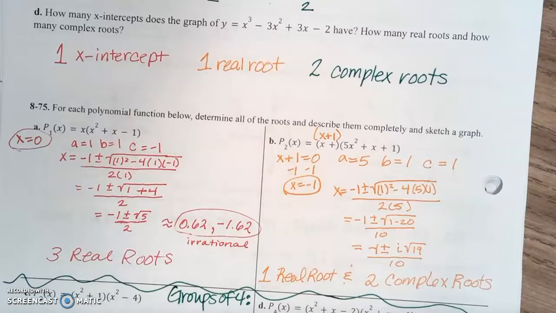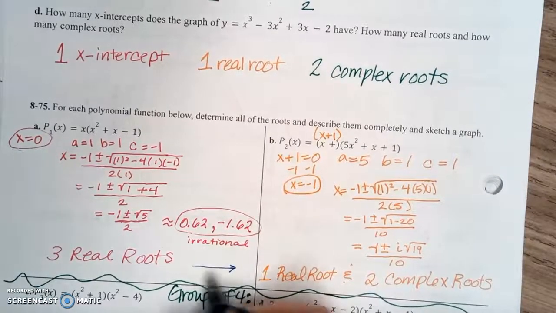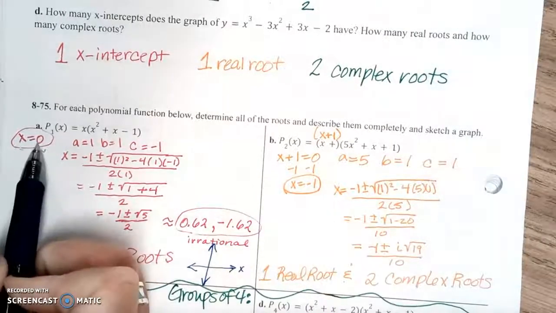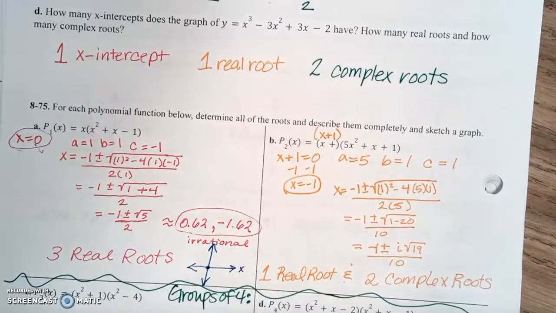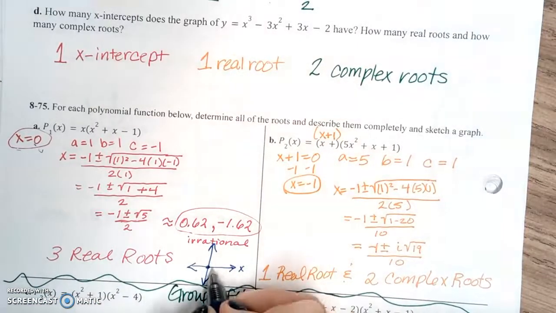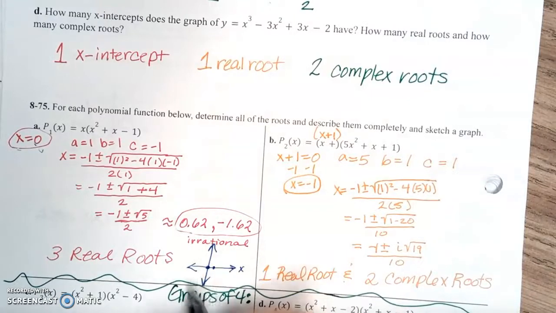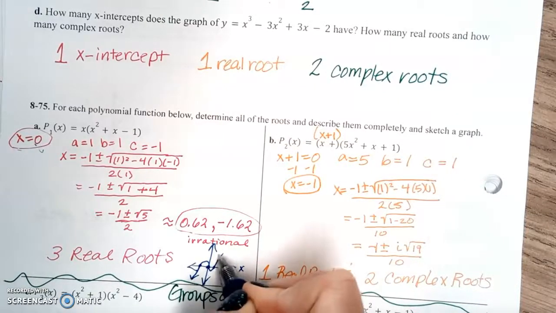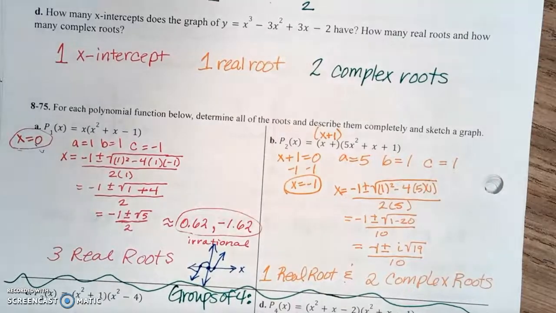So if we did a rough sketch, here's your x-axis. It's going to cross, obviously, at 0. It's going to cross at 0.62, so really close to it, and -1.62, so over here. And it's positive, so we should end up going like that one. All right. Obviously, that's a rough sketch. If you were to actually plug it into Desmos, it would probably be stretched a little more. Okay.